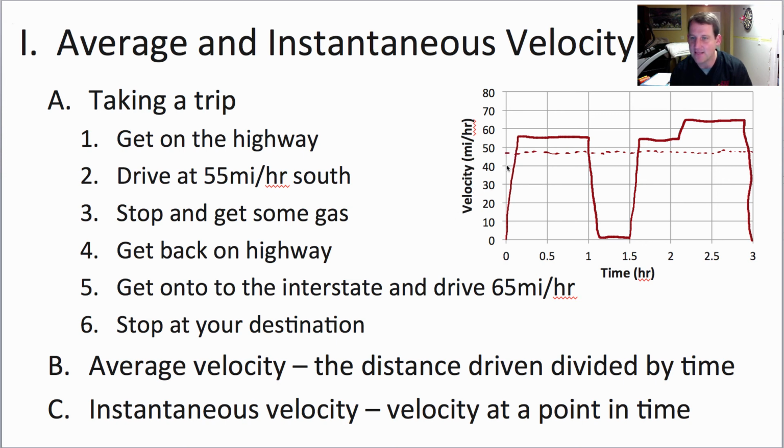Now, instantaneous velocity is going to be different at every point along the way. So for example, at this point right here, our instantaneous velocity is 30 miles an hour. At half an hour, our instantaneous velocity was 55 miles per hour. At the 1 hour mark, it was here. At the 2.5 hour mark, our instantaneous velocity was 65. So basically, instantaneous velocity is just your speed at that one time. Average velocity is your speed averaged across a section of time. If that makes sense.